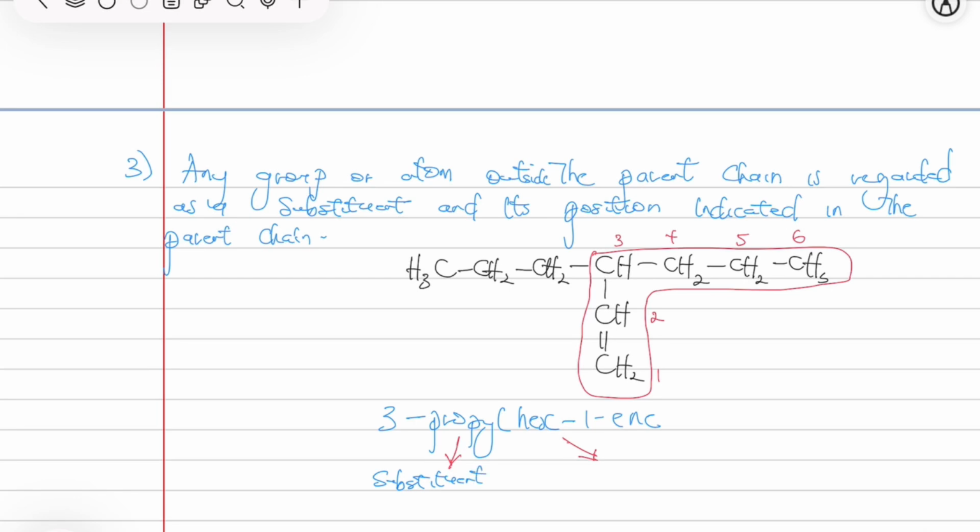So in naming this compound, the name of the substituent comes first, followed by the parent chain. Therefore, the right nomenclature of this compound is 3-propyl, because propyl is the substituent and is at position 3. Then hex-1-ene, because hex-1-ene is the parent chain. It is hex because the parent contains 6 carbon atoms. Then it is 1-ene because the parent chain is an alkene and the double bond is at position 1 in the parent chain.